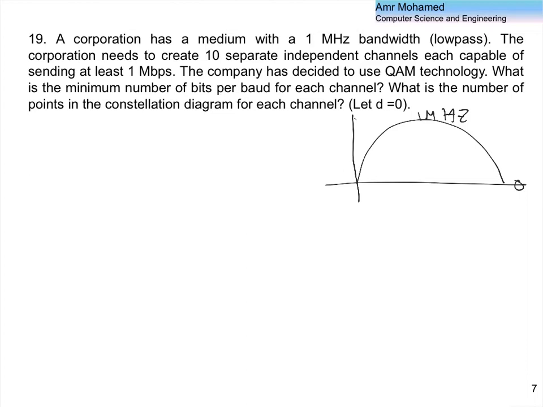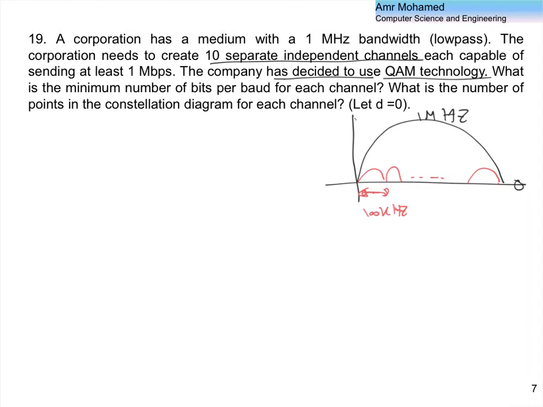The corporation needs to create 10 separate independent channels. So it wants to divide this into 10 different channels. Okay? So what is the bandwidth for each of these channels? 100 kilohertz. Right? So the company now has decided to use QAM technology, okay?